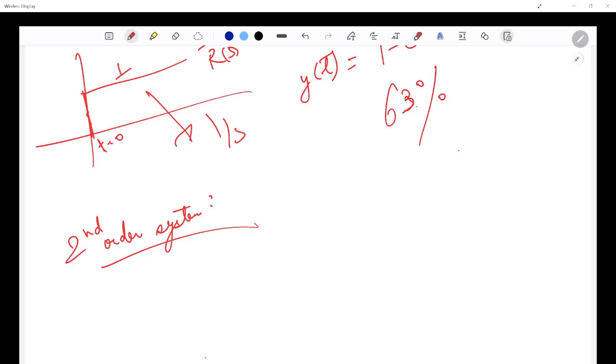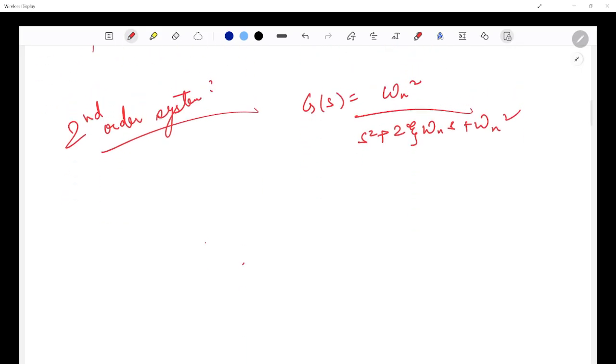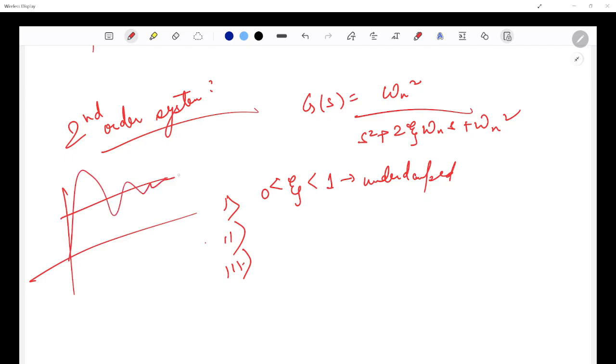Now, as we talked about the second order system, our transfer function is given by omega n square upon s square plus 2 zeta omega n s plus omega n square. From here we said that omega n is the natural frequency of the system, and zeta is the damping of the system. There are a number of cases that you should know. If zeta lies between 0 and 1, it is an underdamped system. Underdamped means it is going to oscillate a lot and then come back.